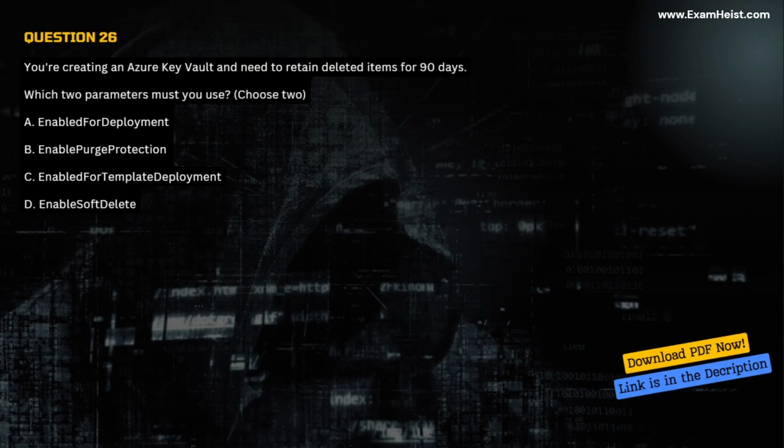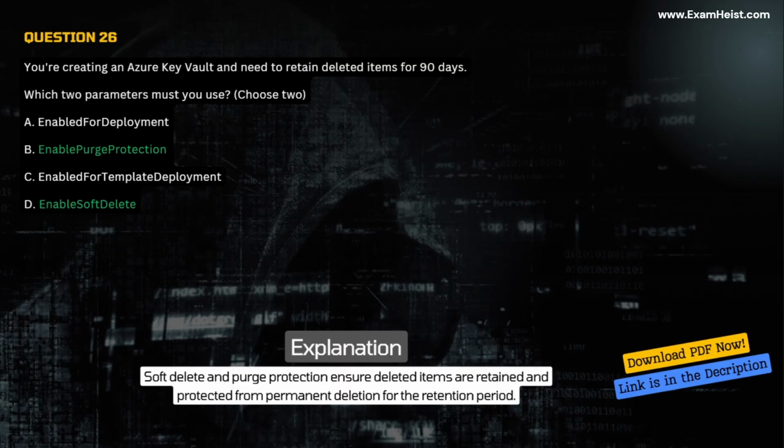enforcement. Question 26. You're creating an Azure Key Vault and need to retain deleted items for 90 days. Which two parameters must you use? Choose two. A. Enabled for deployment. B. Enable purge protection. C. Enabled for template deployment. D. Enable soft delete. Correct answer, B and D. Enable purge protection. Enable soft delete. Explanation. Soft delete and purge protection ensure deleted items are retained and protected from permanent deletion for the retention period.